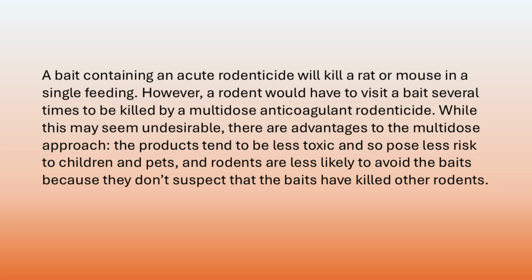A bait containing an acute rodenticide will kill a rat or mouse in a single feeding. However, a rodent would have to visit a bait several times to be killed by a multi-dose anticoagulant rodenticide. While this may seem undesirable, there are advantages to the multi-dose approach. The products tend to be less toxic and so pose less risk to children and pets, and rodents are less likely to avoid the baits because they don't suspect that the baits have killed other rodents.